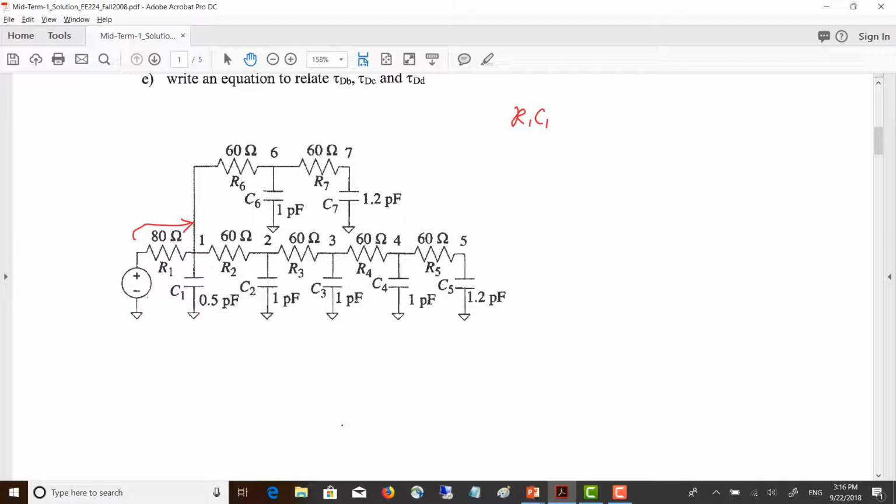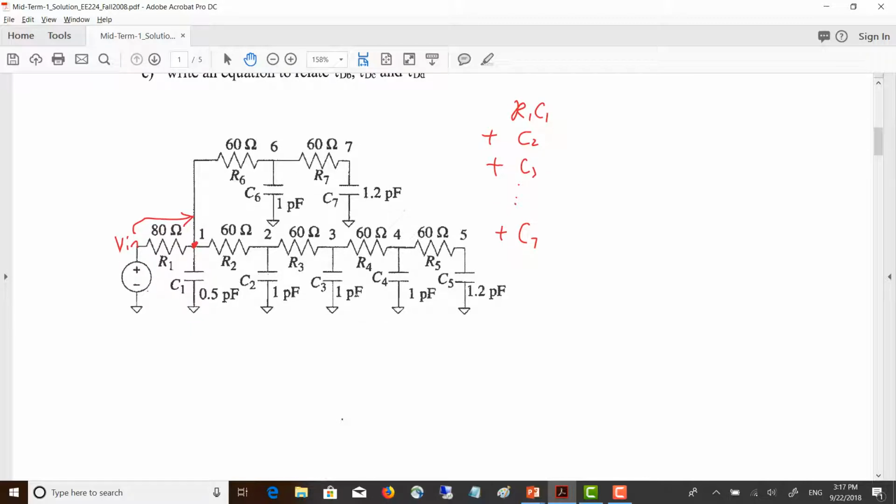Still, we need to follow the rule. The rule says to list out all the capacitors. So you still need to say C2, C3, all the way to C7, and then find out the shared resistance between these two paths. The first path is from V in to node 1. Then how about the path from V in to node 2? It is here. So what is the shared resistor? R1, right? Only R1 is shared.